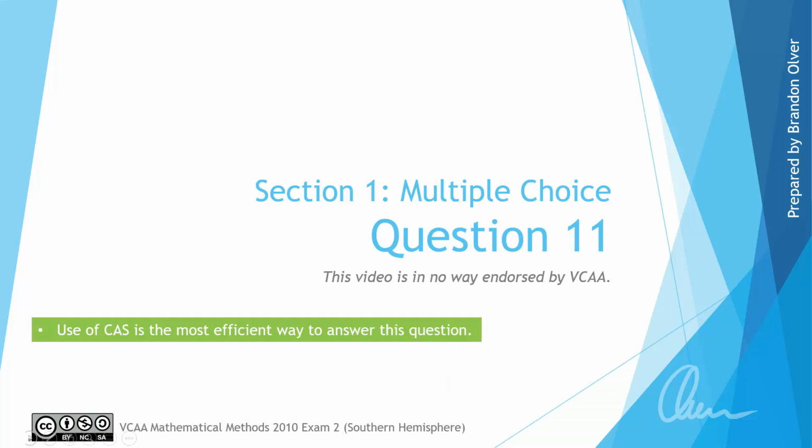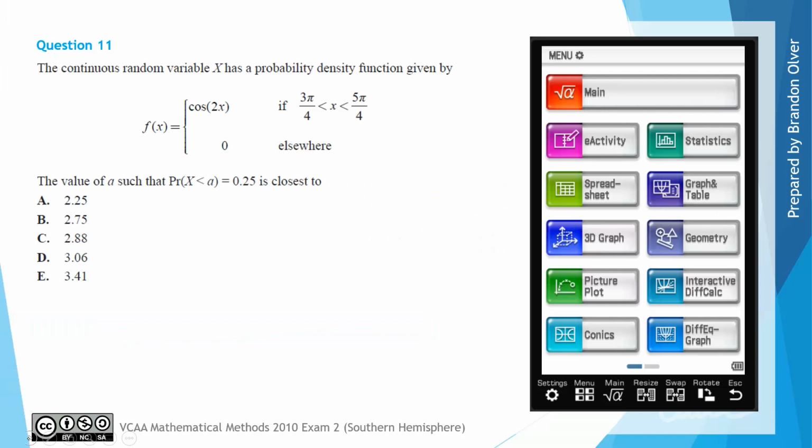Before we get to the problem, I'd just like to point out that the use of a CAS calculator is by far the most efficient way to answer this question. For question 11, the continuous random variable x has a probability density function given by the following hybrid function. The value of a such that the probability that x is less than a is equal to 0.25 is closest to. So this question is really asking us to find the value of a to two decimal places.